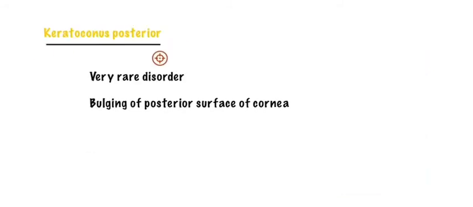Next is keratoconus posterior. So from the name itself you can understand, if the posterior part has bulging, it is keratoconus posterior. Same cone shaped, but bulging is in the posterior part. Just that difference alone, it is known as keratoconus posterior. It's very, very rare. So there is nothing much to talk about it.